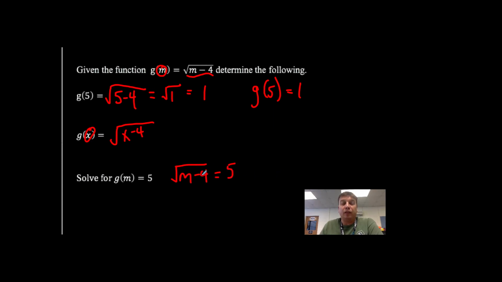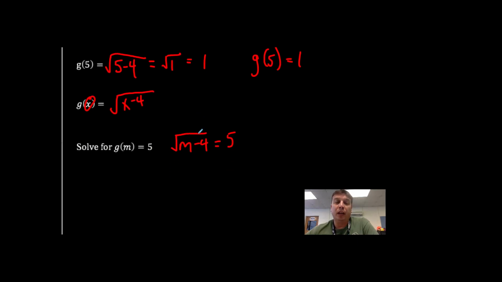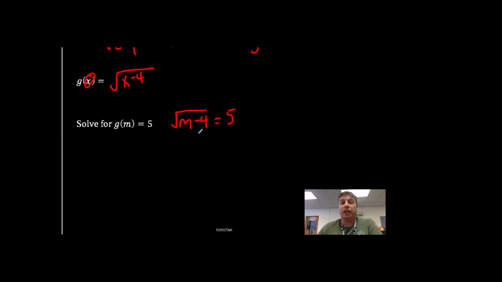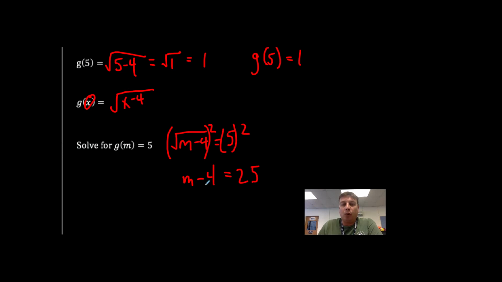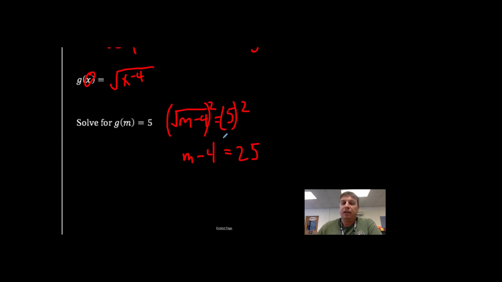In order to get rid of a square root, I have to go through and actually square both sides. So I'm going to do that. We'll go through and we'll square both sides. So now I get m minus 4 is equal to 25. Add 4 to both sides. And then I'm going to end up with m equals 29. All right, so basically g of 29 is equal to 5.